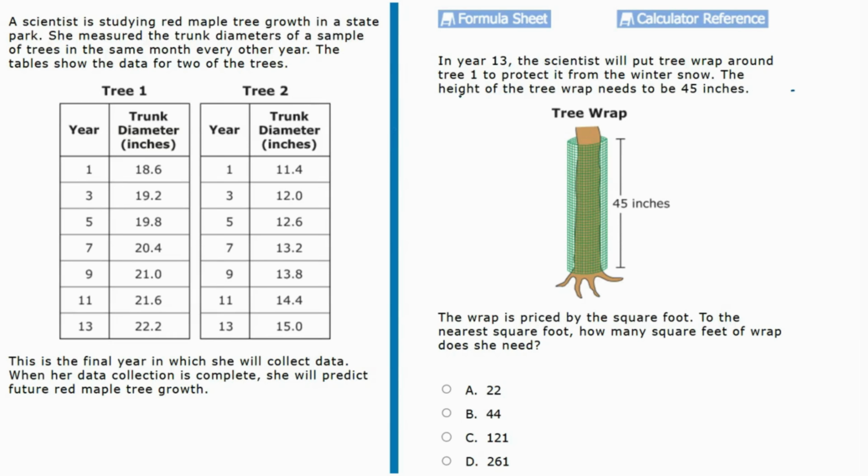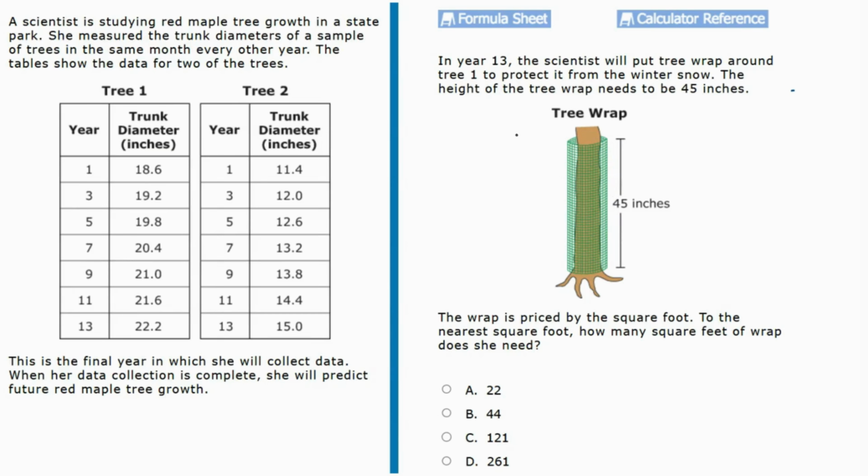Next question for this. In year 13, scientists will put tree wrap around tree 1 to protect it from the winter snow. The height of the tree wrap needs to be 45 inches. So you can see here the wrap. The wrap is priced by the square foot. To the nearest square foot, how many square feet of wrap does she need? So here you can see the wrap is in the shape of a cylinder. So you have to find out the area of this cylinder. But let's see that one right now.